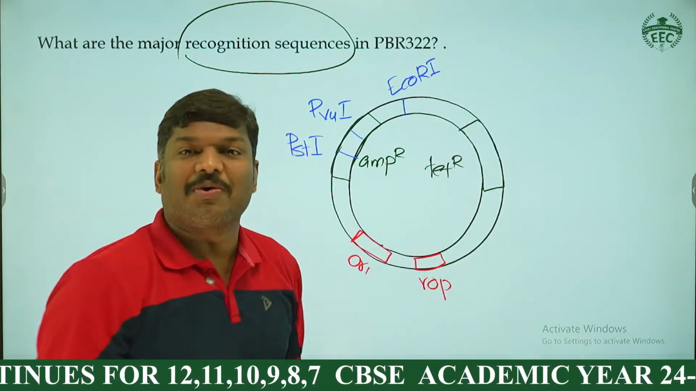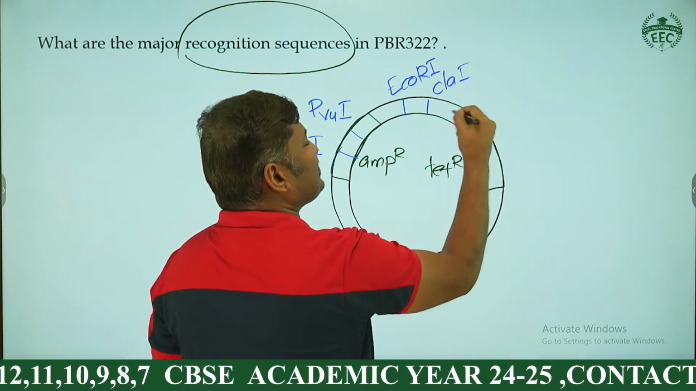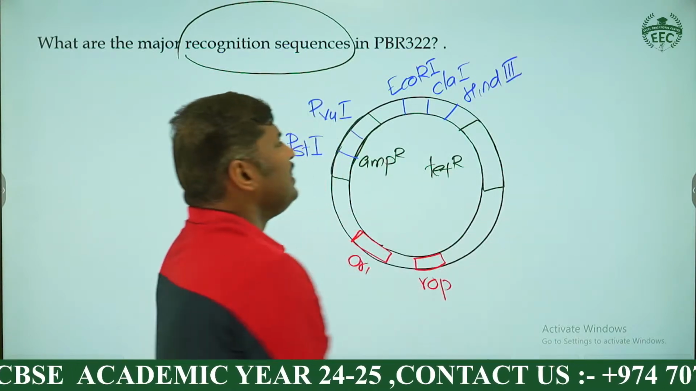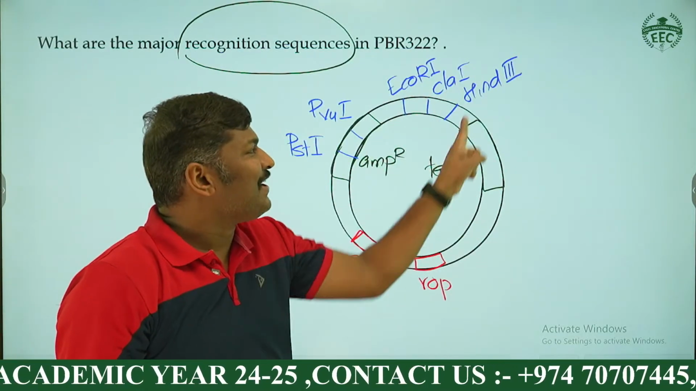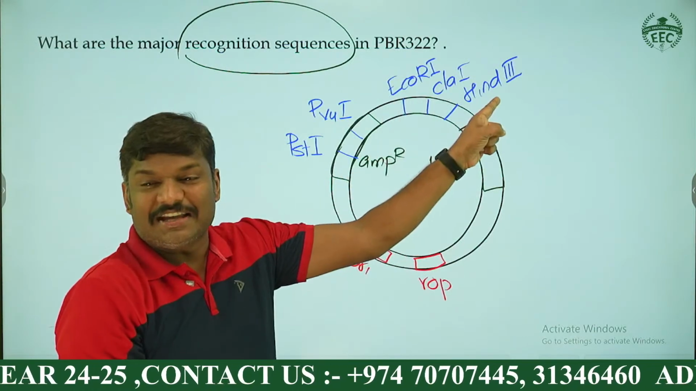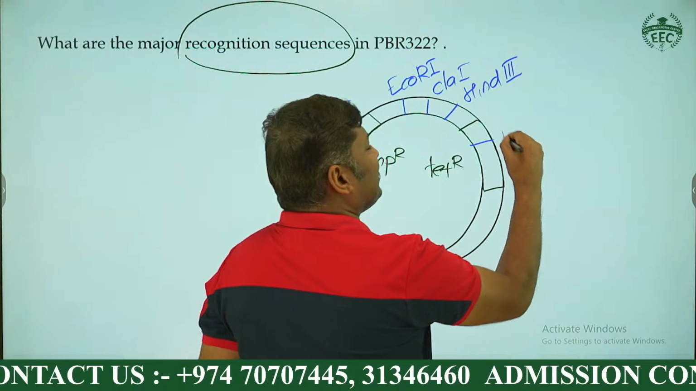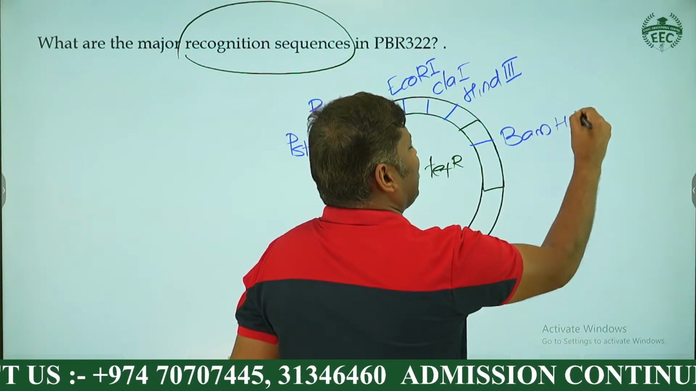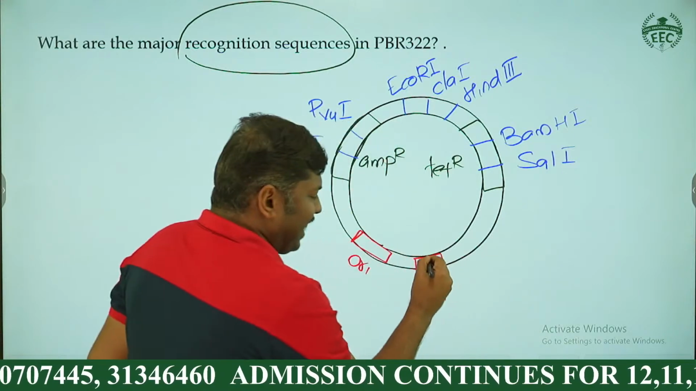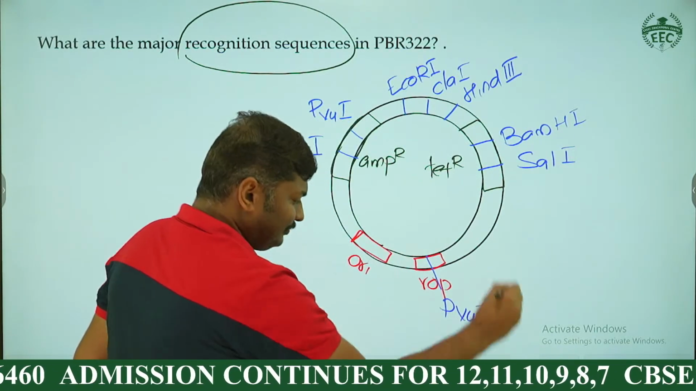And here you can see EcoR1 in this area, and CLA1, and here HIND3. EcoR1 here, CLA1 here, HIND3 here, and you know that three recognition sequences are there between ampicillin and tetracycline. And after that, here you can see BAMH1, and SAL1, and here in the ROP you can see PVU2.